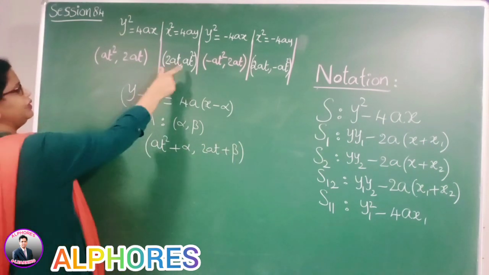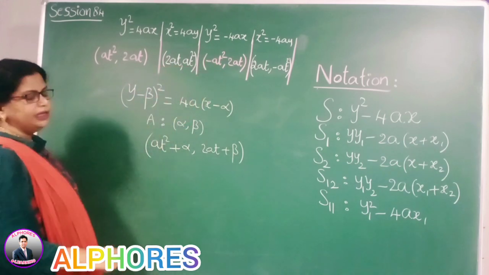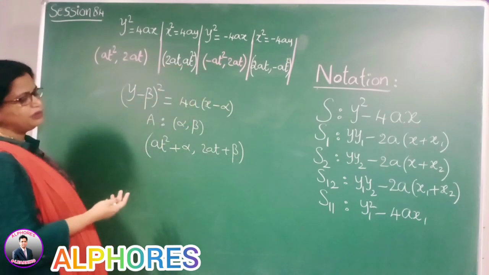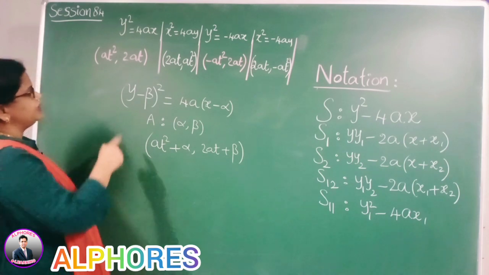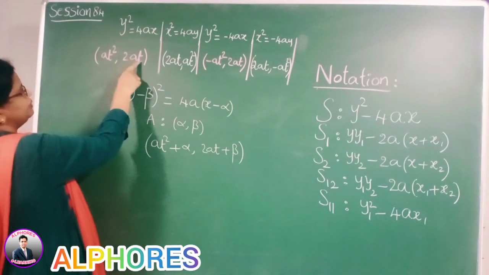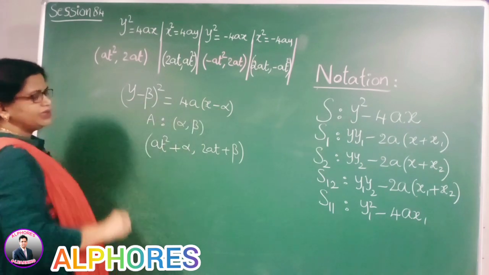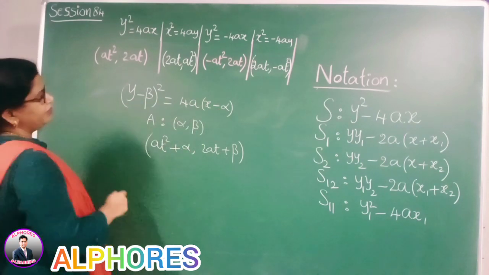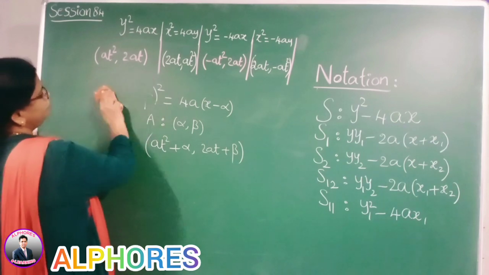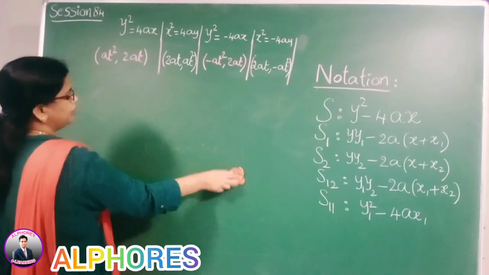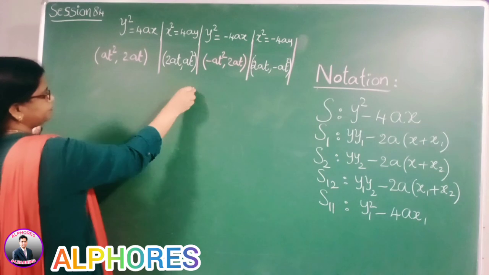In the same way here and here also we can apply, just use the concept of translation of axes, and t is the parameter; add alpha here, beta here, as the vertex is (alpha, beta), right?